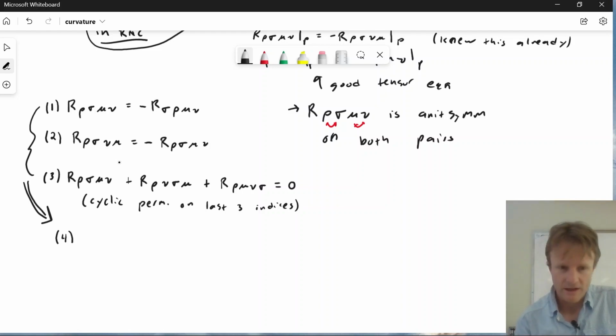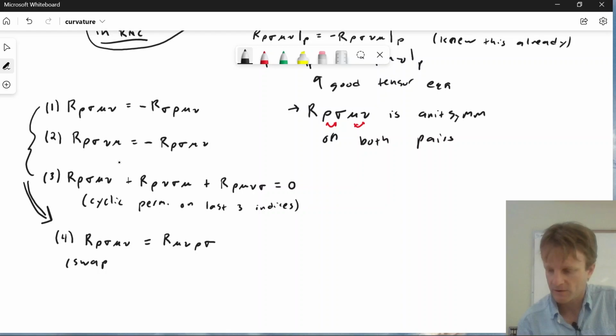You can show that these three make it clear that you're allowed to swap the two index pairs. So R rho sigma mu nu is equal to R mu nu rho sigma. Okay, so I've swapped, and it's not a minus sign, it's a plus sign. Swap the two index pairs.